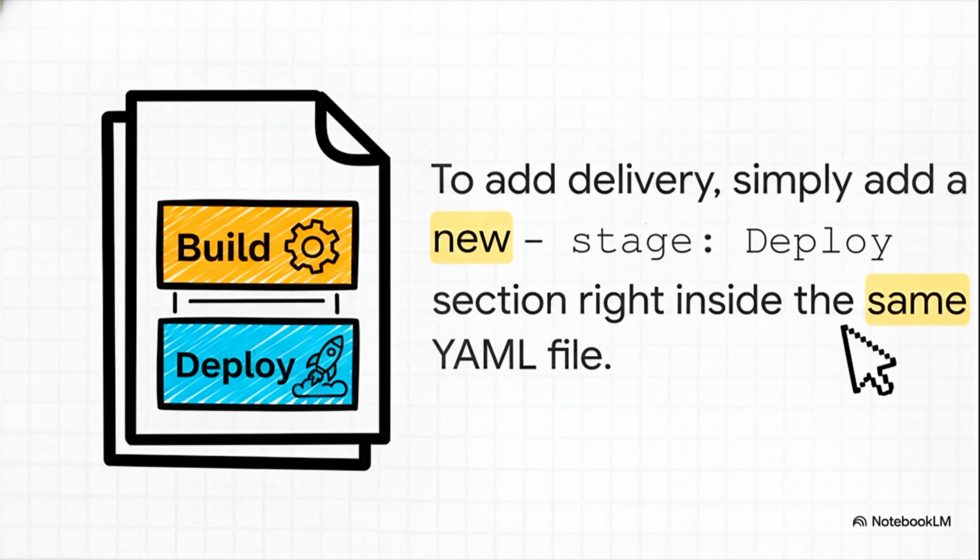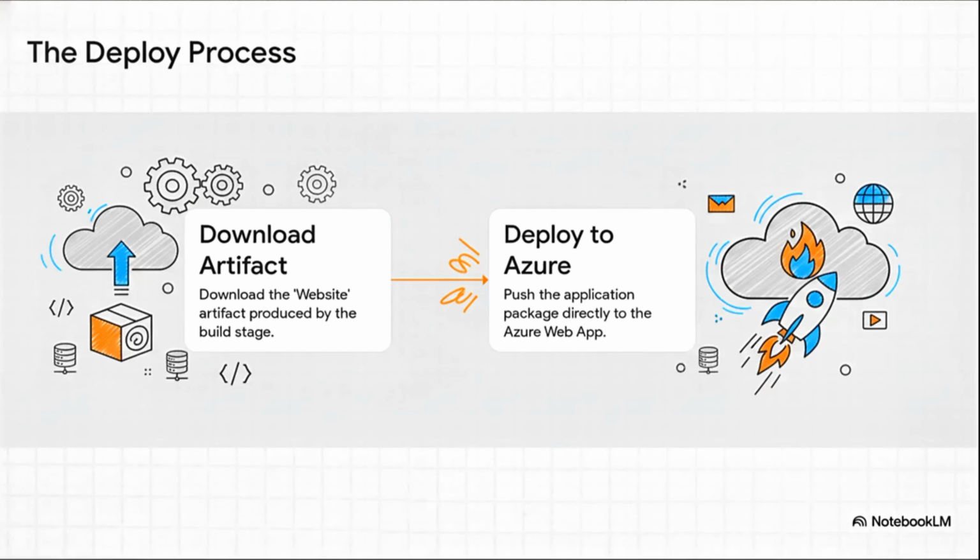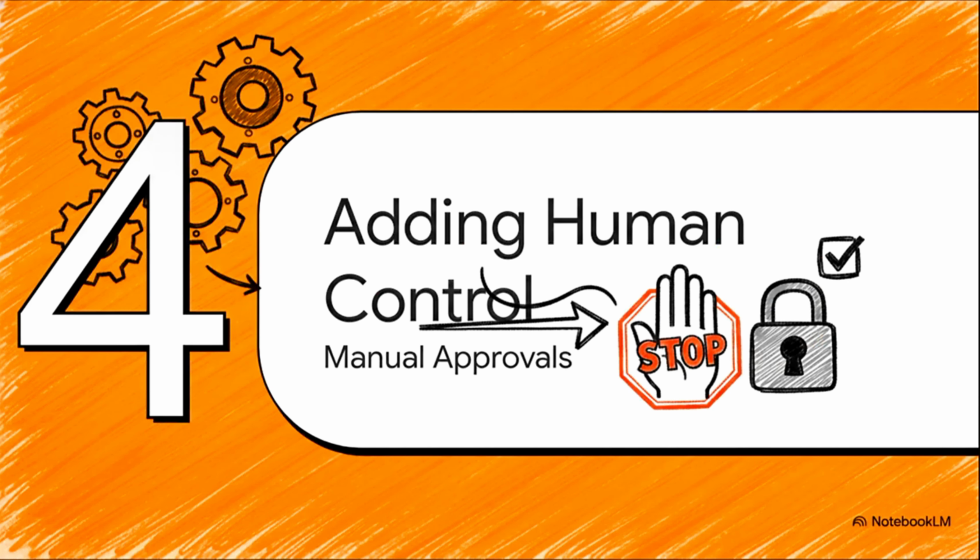So clean. This new deploy stage really has two primary jobs. First, it downloads the artifact that was created and published by our build stage. And second, it uses a task to push that package directly out to our Azure web app, which makes the new version go live.